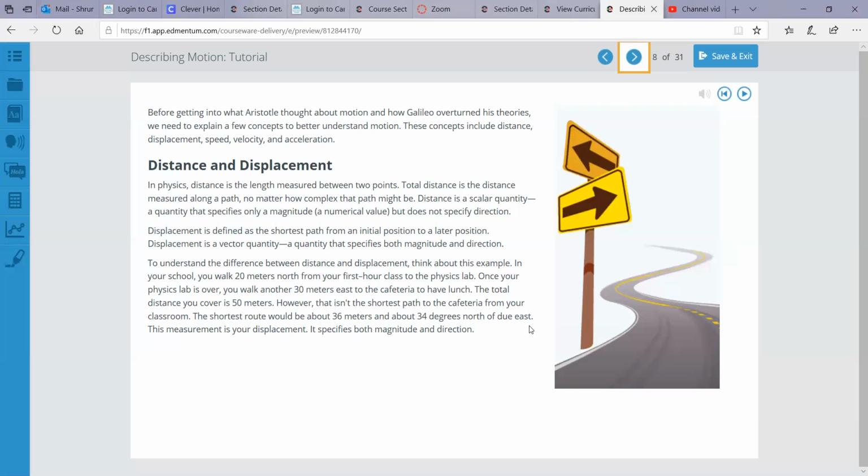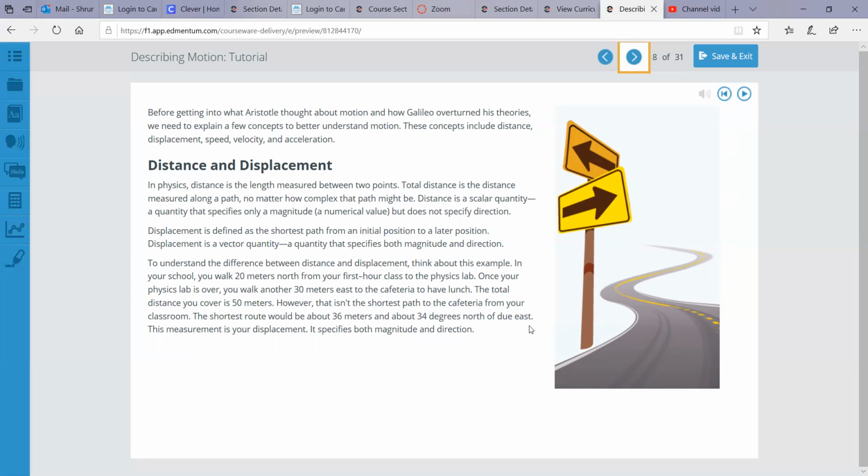So in your school, you walk 20 meters north from your first hour class to the physics lab. Once your physics lab is over, you walk another 30 meters east to the cafeteria to have lunch. So you walk 20 meters north, then 30 meters east to have lunch. The total distance you cover is 50 meters. However, that's not the shortest path to the cafeteria from your classroom.